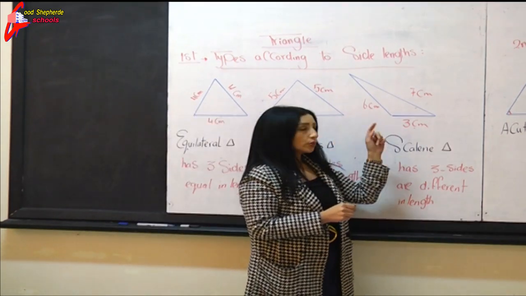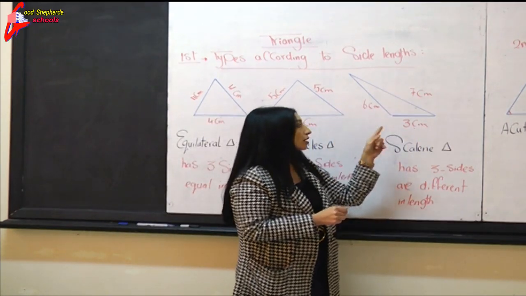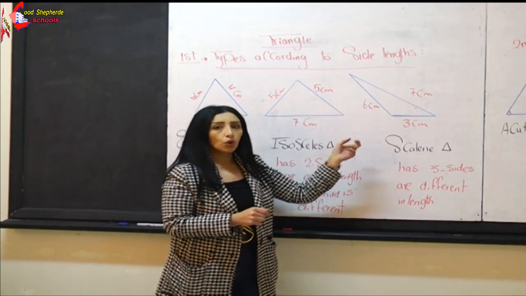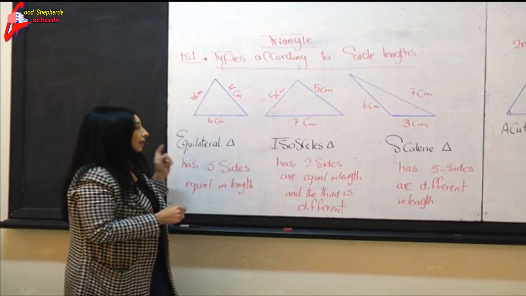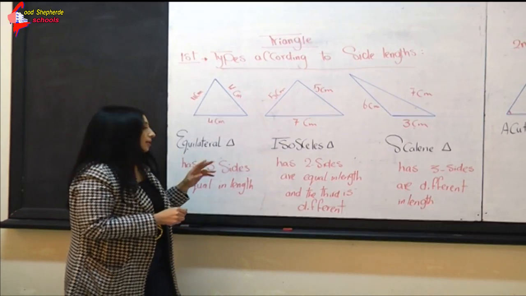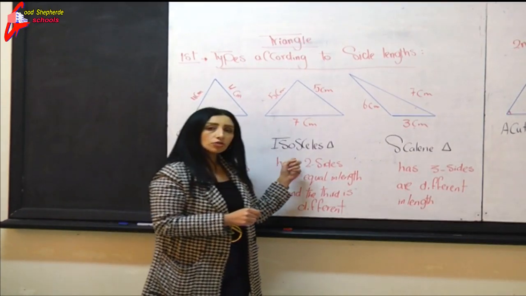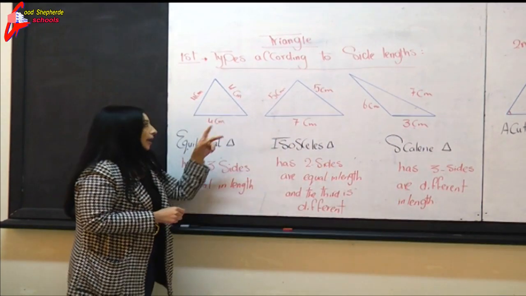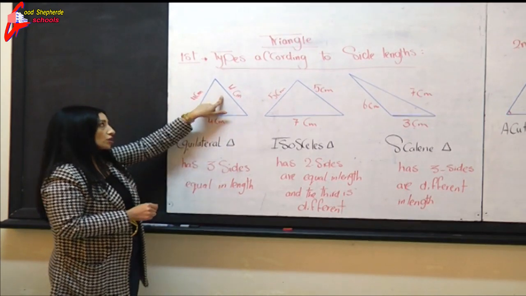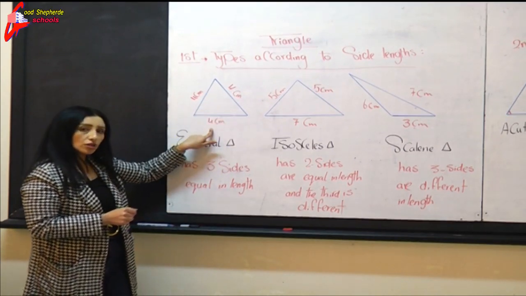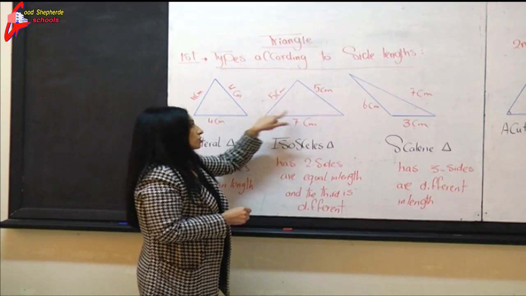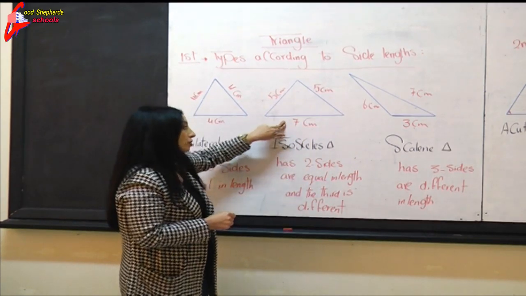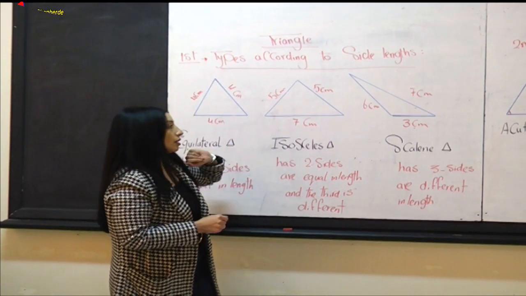And the third one, when all 3 sides of the triangle are different in length, we call it scalene triangle. So we have 3 types of triangle according to side length: equilateral, isosceles, and scalene. Equilateral triangle has 3 sides equal in length: 4 centimeters, 4 centimeters, and 4 centimeters. Here, this triangle has only 2 sides equal, 5 centimeters, and the third is different. We call it isosceles triangle.